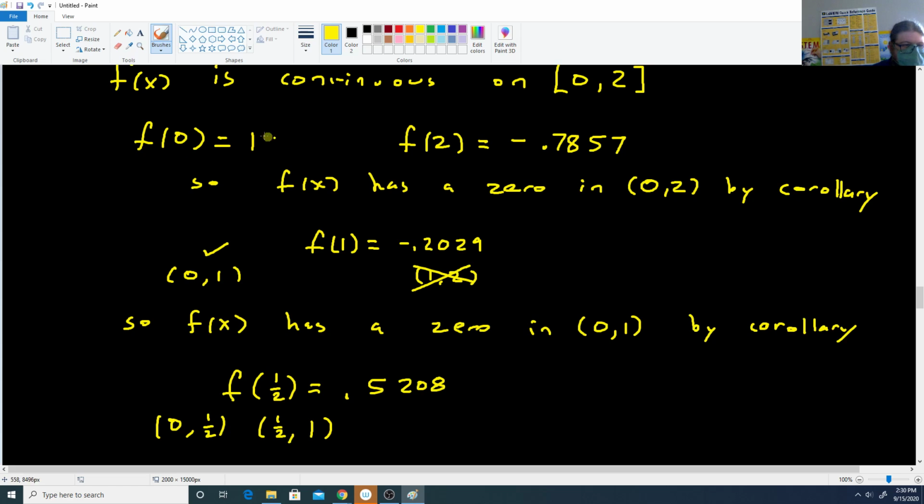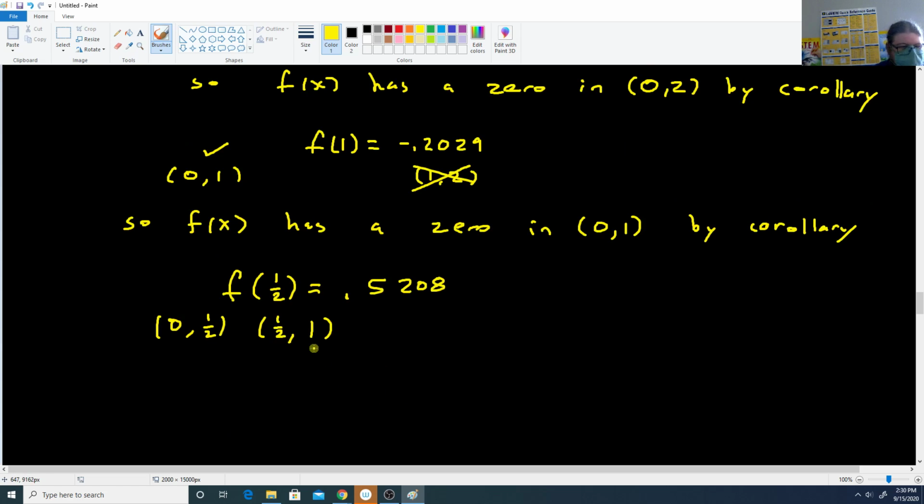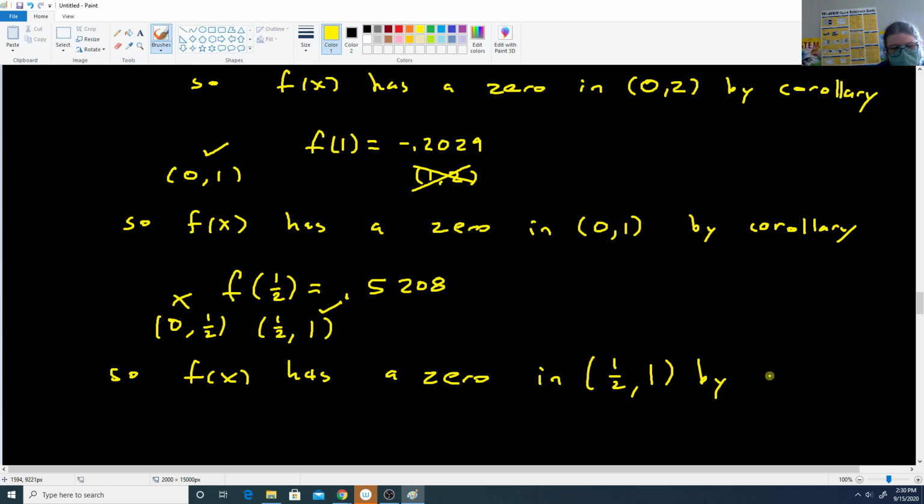f of 0 is 1, and f of a half is positive 0.5208. These are both positive, so the 0 is not in this interval. f of a half is positive 0.5208 and f of 1 was negative 0.2029. So there is a sign change between a half and 1, which says the 0 is in this interval. So f of x has a 0 in the interval 1/2 up to 1 by the corollary.